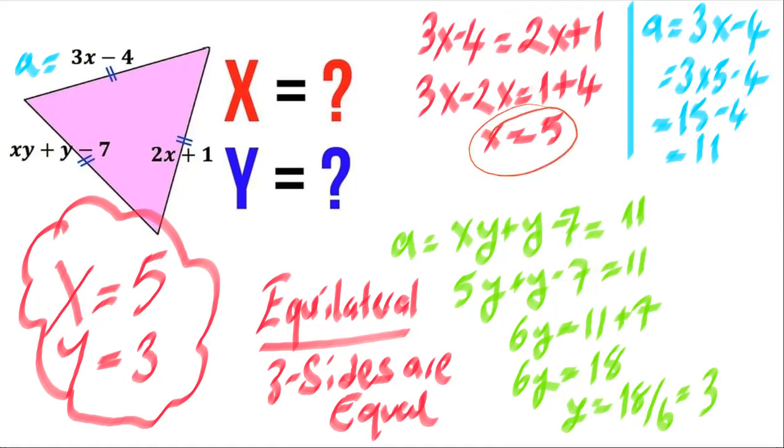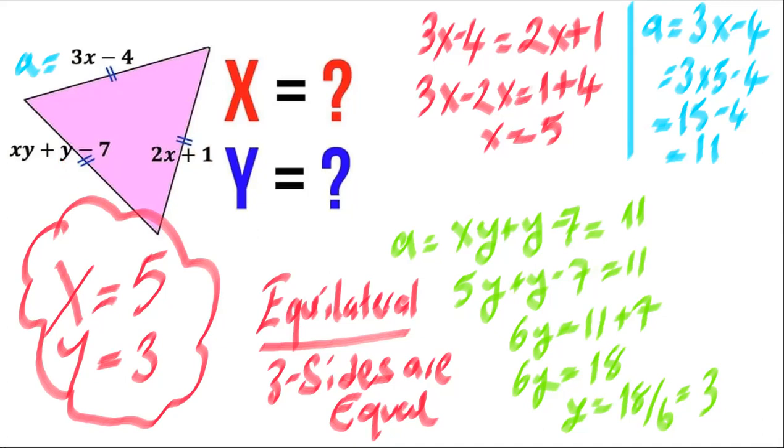So x is 5. After we get 5, to make it simpler, we just substitute 5 here, here, and here. Let's substitute here in 3x minus 4. If we substitute 5, 3 times 5 is 15, minus 4 is 11. So one side is 11, the other is 11, all 11.